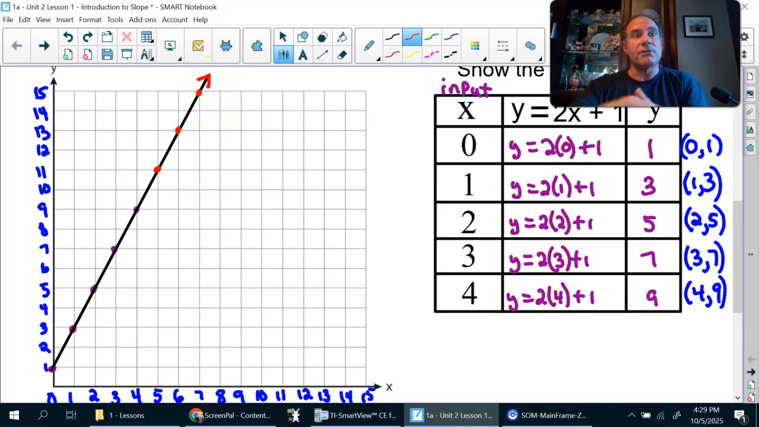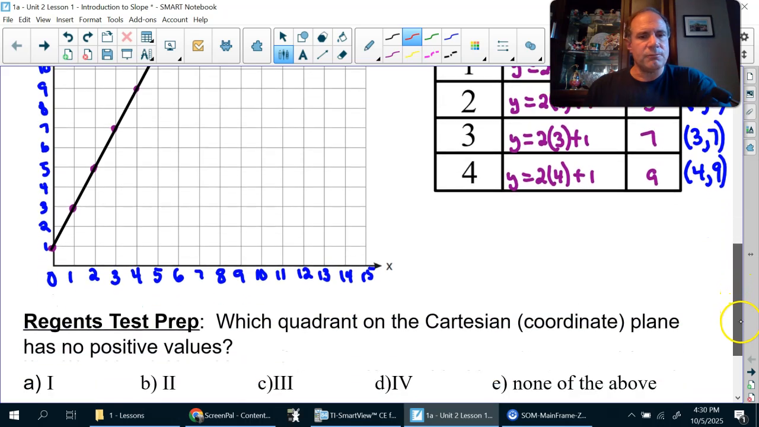Remember, always put an arrow at the end of that line. You don't need an arrow here, but you need an arrow here because it's going to go up like that forever. We'll get more into that and what that means.